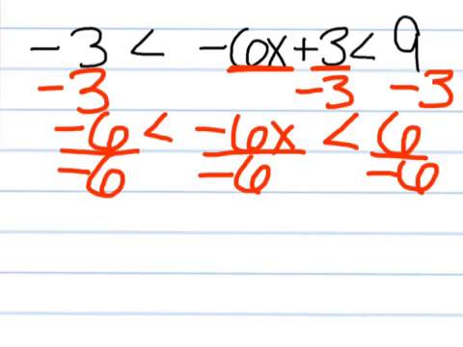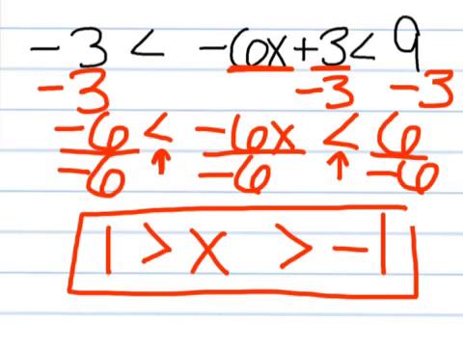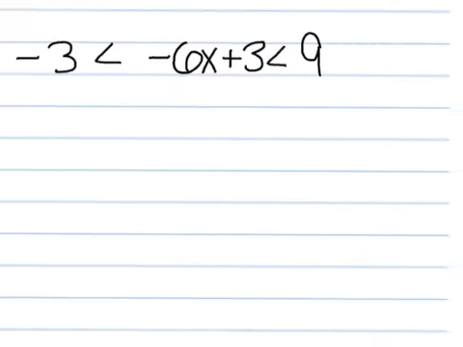So on the left, negative 6 divided by negative 6 is going to give us a positive 1. And we're going to flip this inequality, so we're going to change it to a greater than symbol. We'll have x in the middle. Again, flipping this inequality. 6 divided by negative 6 will give us negative 1. So this is our final answer.